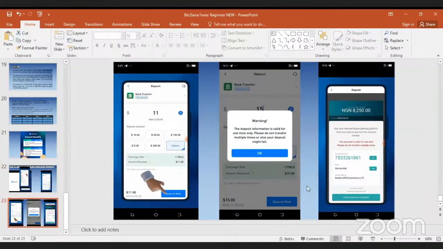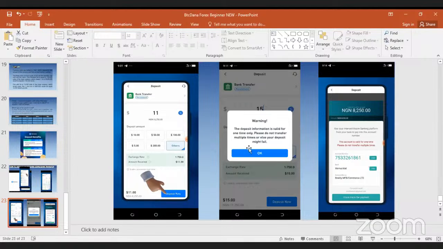When you click on that banner, it's going to bring you here, to bank transfer. Now click on this bank transfer. When you click on it, it's going to bring out this for you, where you can enter the amount you want to deposit. If it brings it out in dollars like mine, when you enter the dollar amount, it's going to bring the equivalent in naira just below it. Then click on deposit now.